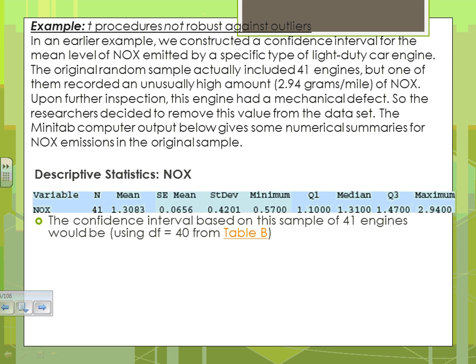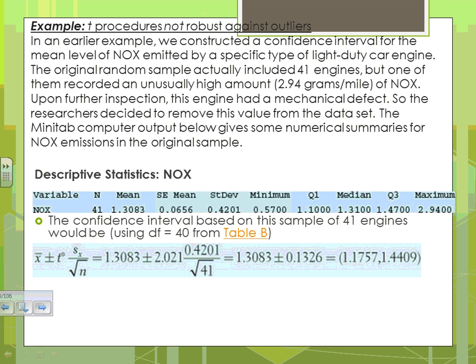Here, in an earlier example, we constructed a confidence interval for the mean level of NOx emitted by a specific type of light-duty car engine. The original random sample actually included 41 engines, but one of them recorded an unusually high amount, 2.94 grams per mile of NOx. Upon further inspection, this engine had a mechanical defect, so the researchers decided to remove it from the data set. And now this is a Minitab computer output to give some numerical summaries for the NOx emissions in the original sample with that outlier removed.